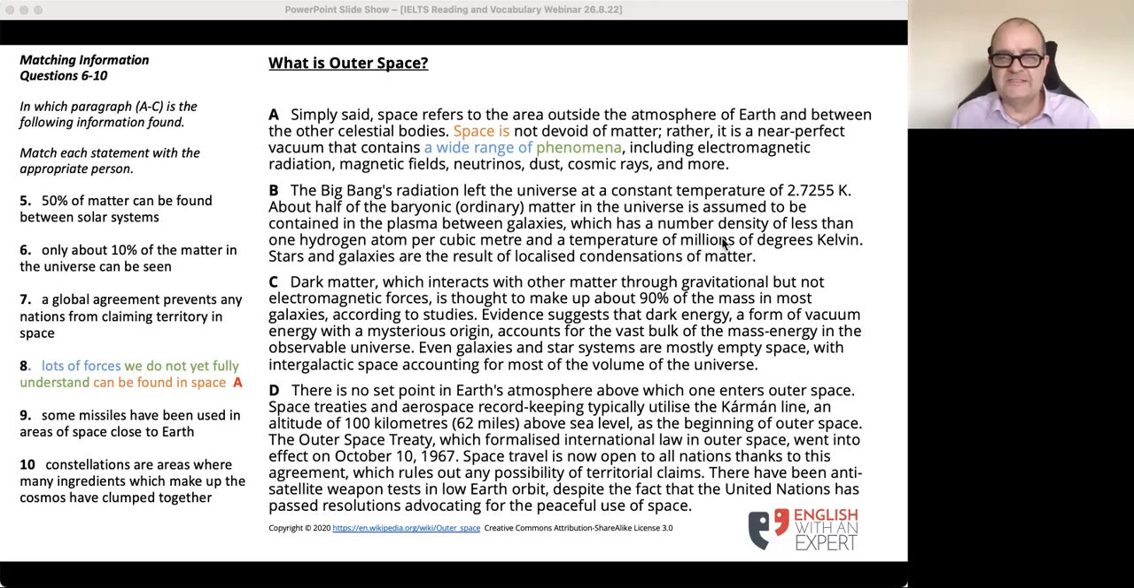Dark matter is an energy with a mysterious origin. Yes, true. And that's why this is so difficult. And as I told you all at the beginning, these are very difficult. The key thing to note here is that it says lots of forces, and dark matter is just one singular thing. So really A is the answer because we're talking about lots of forces.